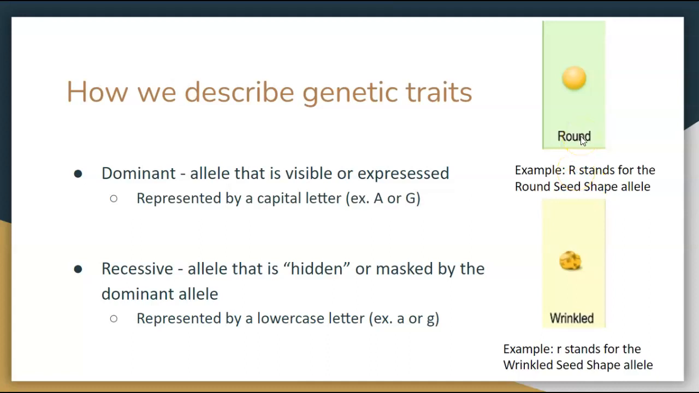It's just that the dominant version, round, is going to be capital, and the wrinkled version, the recessive version, is going to be a lowercase letter. We do not use different letters for the same trait that we are looking at. So if we're looking at seed shape, we're only going to pick one letter, a capital letter and the lowercase letter, and we're going to use that singular letter per trait. It gets way too confusing if we start bringing in all the letters of the alphabet, so we don't do that.